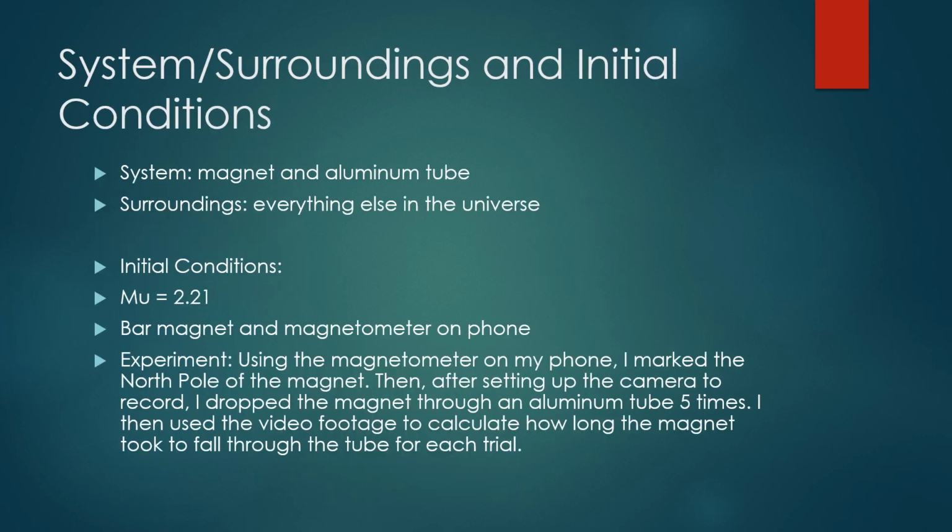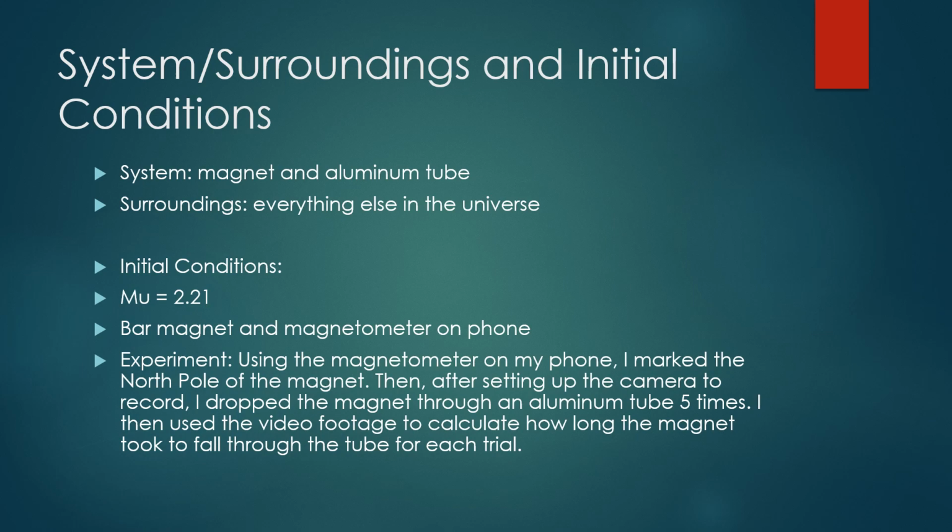For my system, surroundings, and initial conditions, my system was the magnet and aluminum tube, and the surroundings was everything else in the universe. My initial conditions are that my mu was 2.21. This is calculated from Lab 3. The bar magnet and the magnetometer on my phone are also my other initial conditions.